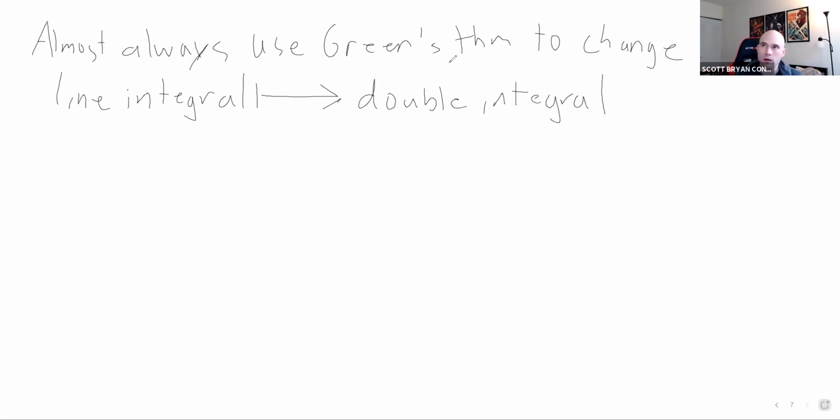That's pretty much 100% of the time on an exam. If we expect you to use Green's theorem, you're going to start off with a line integral over a closed curve in R2. So, a line integral around a closed curve in R2, you're going to use Green's theorem to turn that into a double integral over the enclosed region.